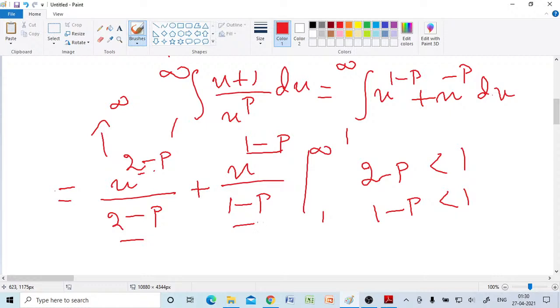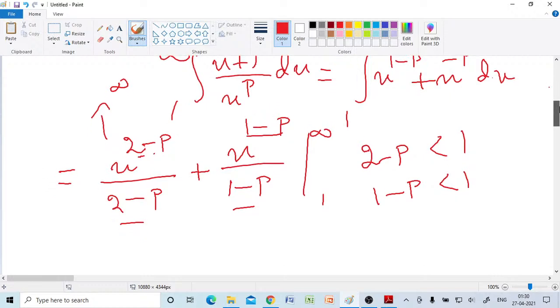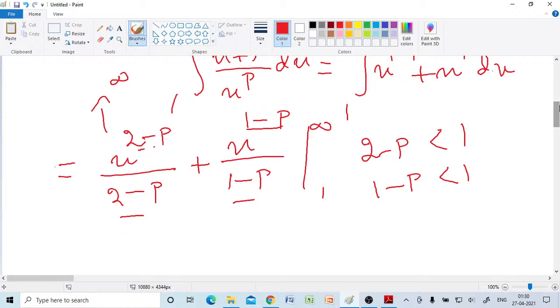So 2 minus p must be less than 1. Is it less than 1 or less than 0? Yeah, it is less than 0. I'm very sorry. It is not less than 1, it is less than 0.